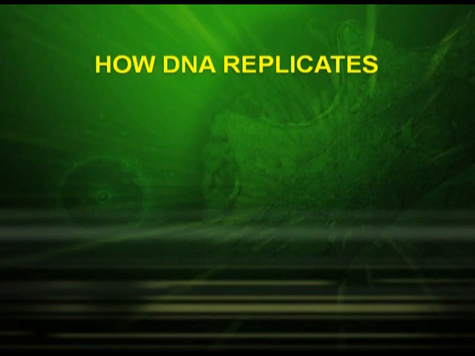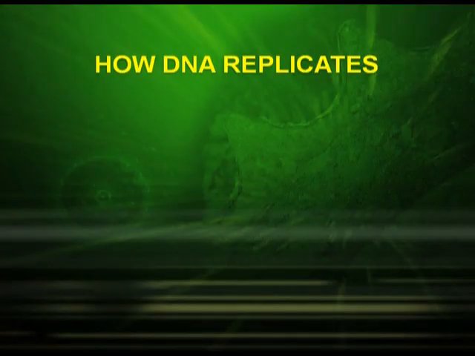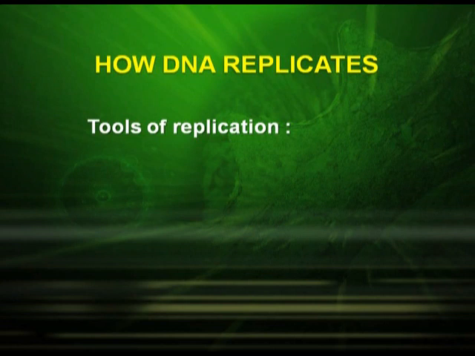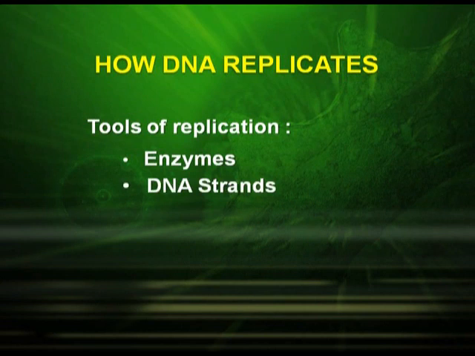Now, let us see how DNA replicates. We have studied that the DNA replication is semi-conservative. Now, we go into the mechanism of the DNA replication. Let us first study the tools of replication. So, what do we require during the DNA replication? Enzymes, the DNA strands, a primer. These are the important tools of replication.